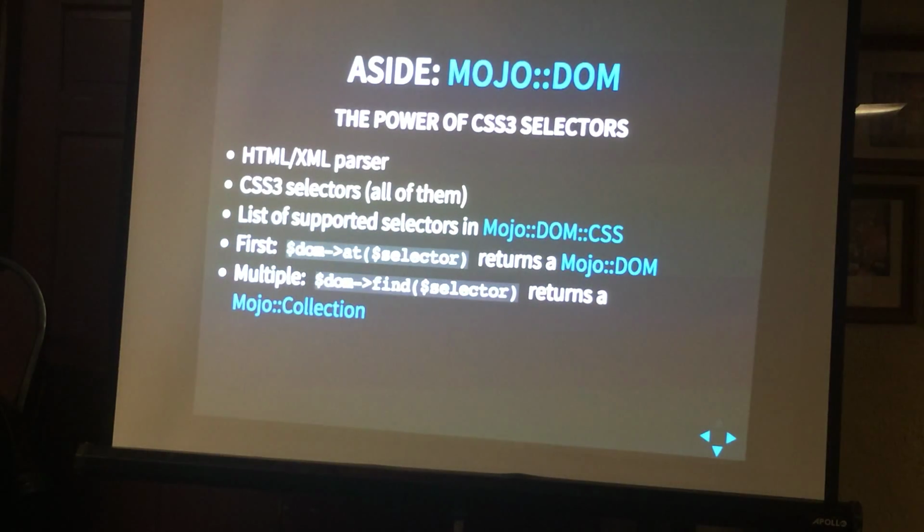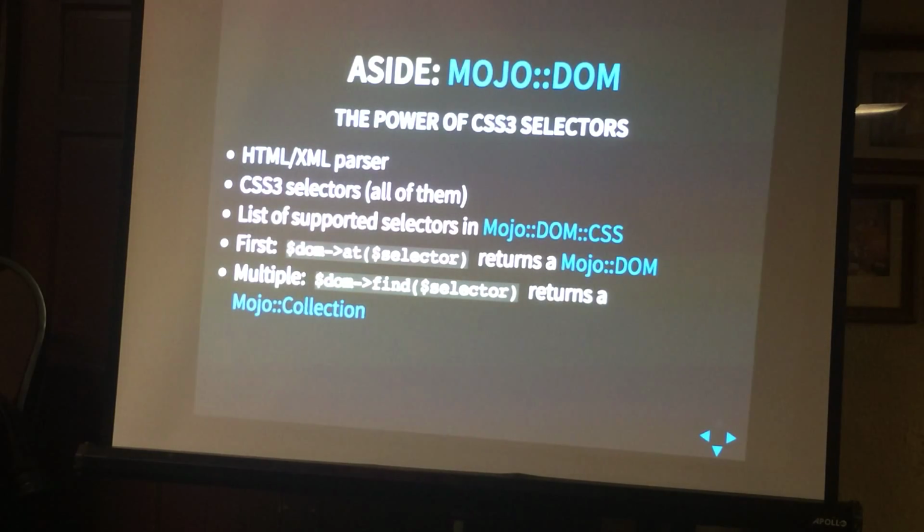All right, let's take an aside and talk about Mojo::DOM. Mojo::DOM is an HTML/XML parser that is bundled in with Mojolicious. It has CSS3 selectors, so the same selectors you're used to with jQuery or doing CSS. You can see the full list of the selectors in Mojo::DOM::CSS. It's basically everything you'd imagine you would need. There are a few that are omitted, but they're only JavaScript useful anyways, who cares?